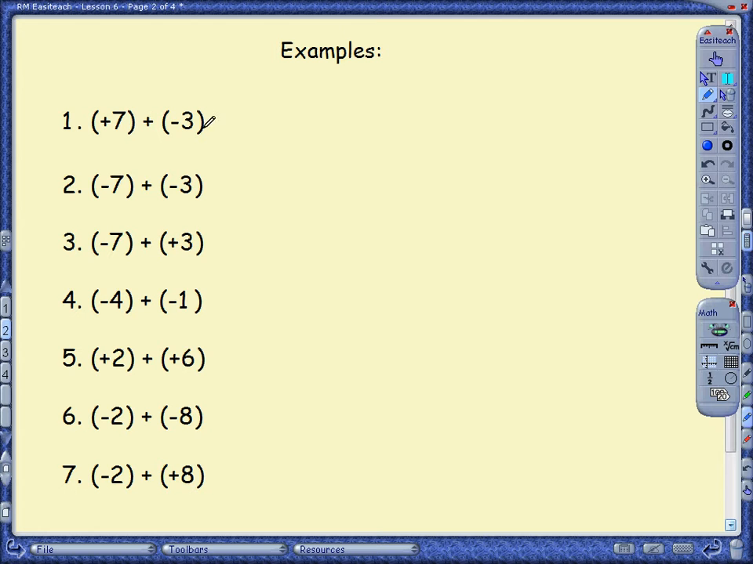Okay, so I have a positive 7 and a negative 3. The absolute value of positive 7 equals 7. The absolute value of negative 3 equals 3. I'm going to subtract those two. I get an answer of 4. My original larger number was a positive, therefore 4 is the answer to number 1.